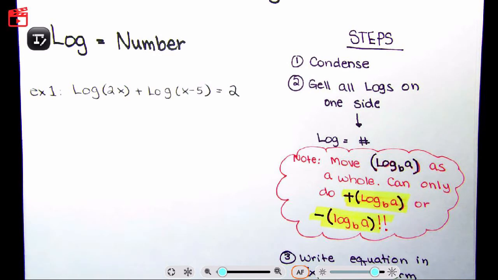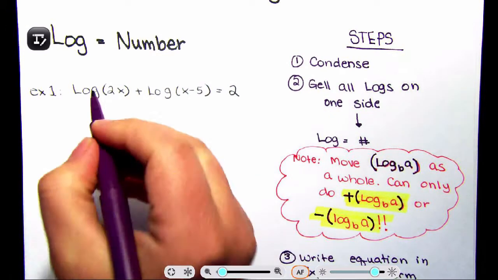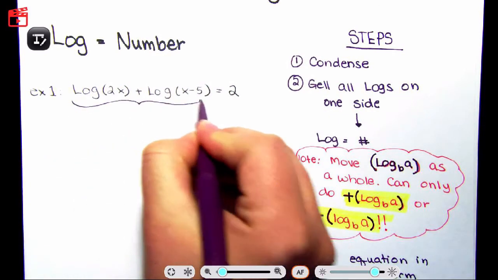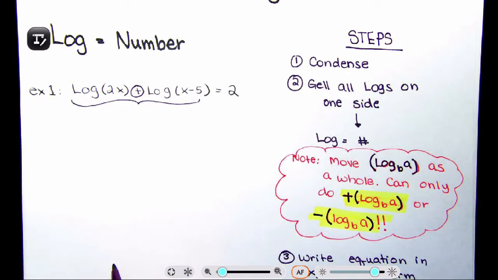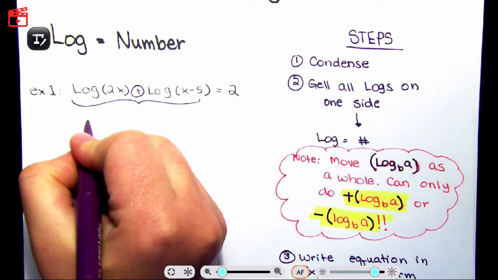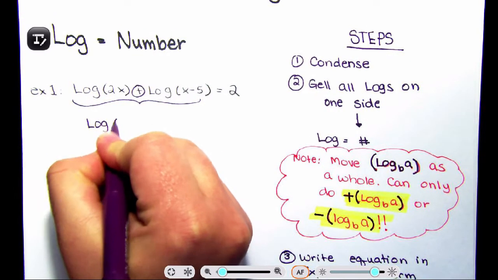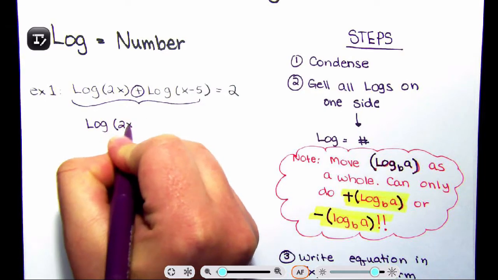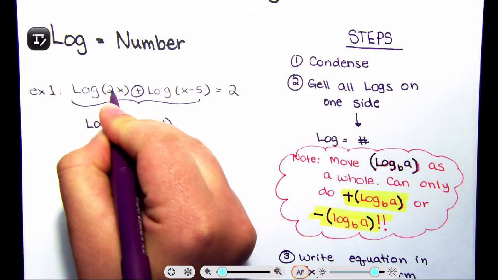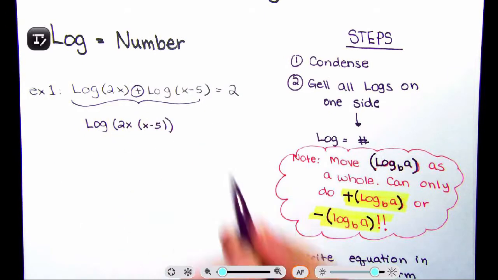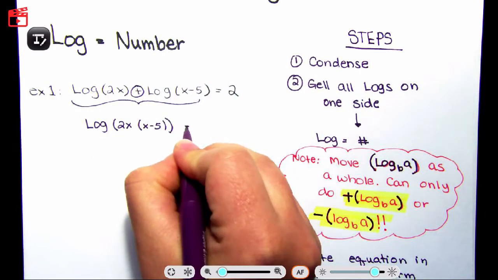All right, step number 1 is to condense. So I see 2 logs on one side. There they are, so I'm going to condense. I see a plus between them, so that means my condensing will be using the product property, which means that if I have a log, I'm going to multiply both a values. Again, a in this case is 2x. A here is x minus 5. And that is equal to 2.